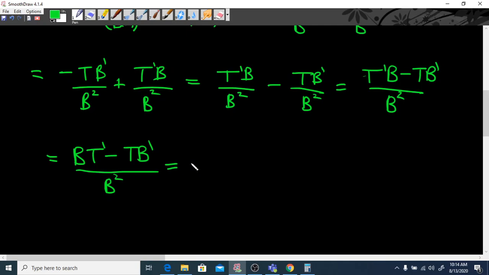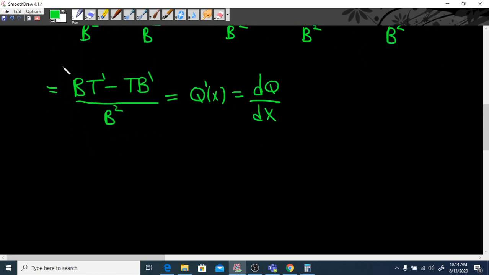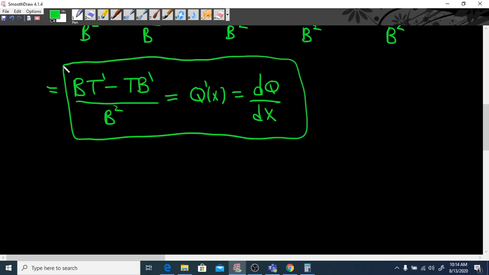This is q prime, and again we can also write it like this, dq dx. Okay, so here's the result. And the way that I like to remember it is: bottom derivative of the top minus top derivative of the bottom over the bottom squared. Yes, order matters, right? Because if we swap these out, we'll get the negative of the correct result, and that's not what we want. So that is the quotient rule.